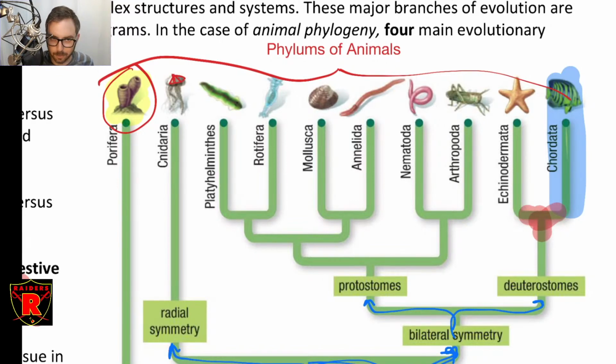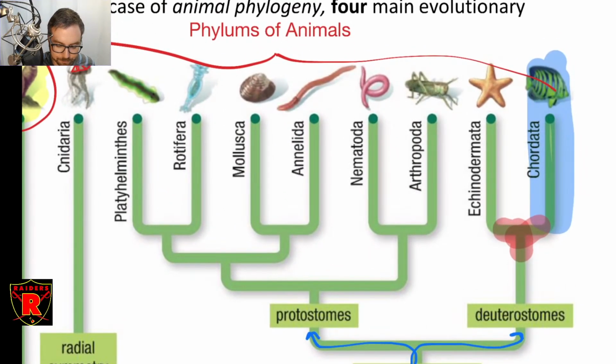Porifera, sea sponges. Cnidarians, I mean, they're not all jellyfish, but they're jellyfish-like. Platyhelminths are flatworms. Rotifera, how would I describe a rotifer? They're ocean-bound. I want to call them tube worms. That might actually be what they're called. They might be called tube worms.